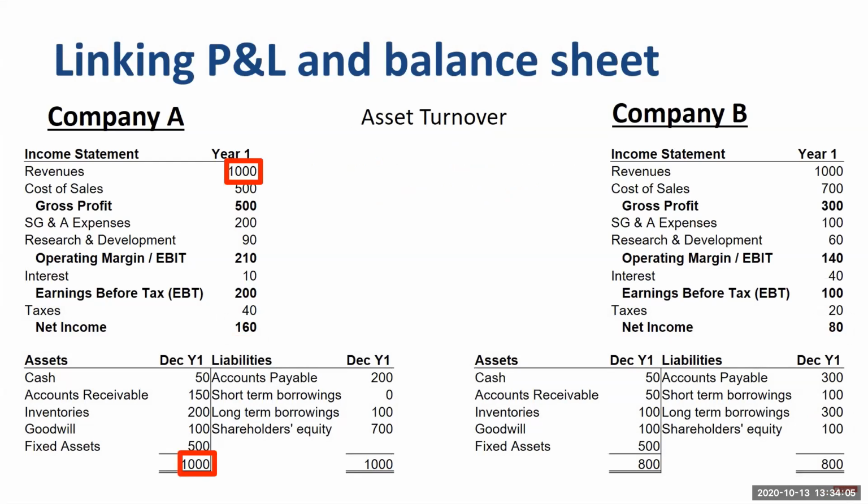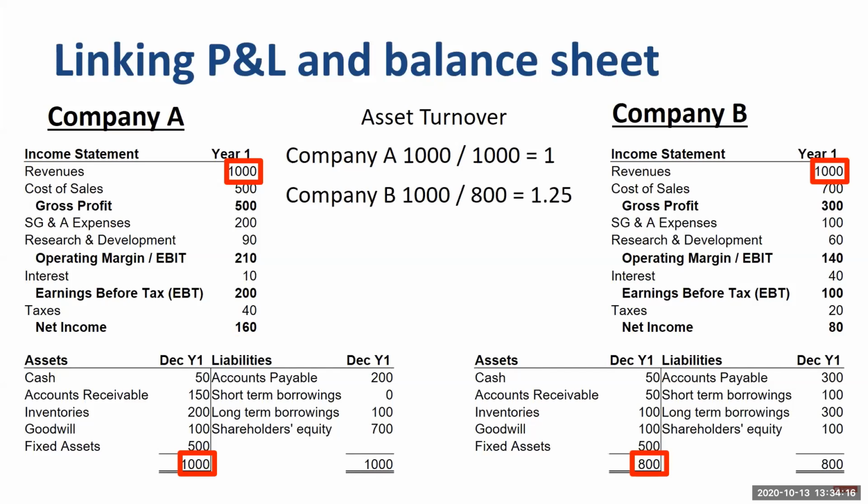For company A, asset turnover is 1. 1,000 in assets on the balance sheet generates 1,000 in revenue in the income statement. For company B, asset turnover is 1.25. Let's dig a little deeper into two key subsets of this asset turnover ratio.